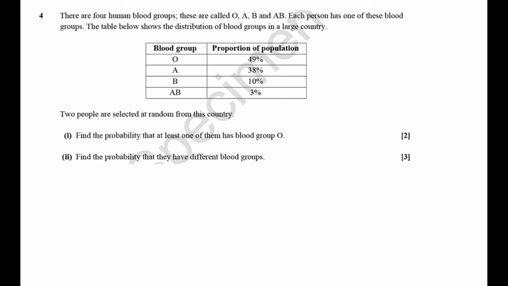Okay, so there's a couple of ways to do this. Looking already at question part 2, find the probability that they have different blood groups. I'm actually going to recommend a tree diagram. A tree diagram is going to show me all the possible outcomes that we could get from this, and we'll maybe talk about the quicker way to deal with this afterwards.